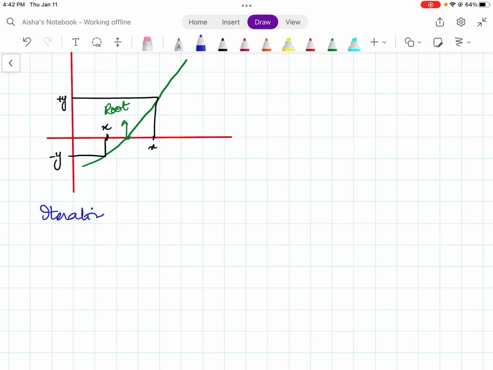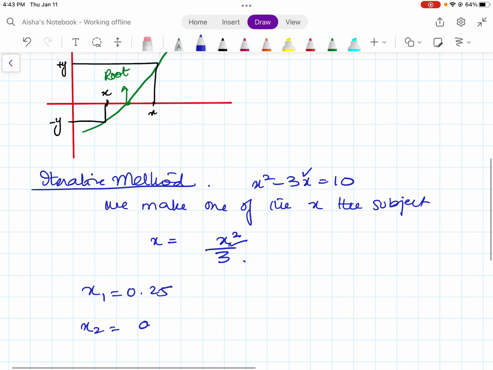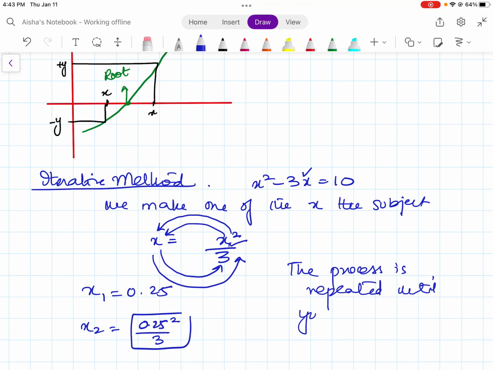What is iterative method? Iteration means if this is my equation, we make one of the x terms the subject. Let's suppose this is the x that I made the subject. We will start with the value of x as 0.25 and we'll plug it in here. The value of x that I will get as an answer will be plugged in again in the same formula. We plug the new answer in the formula again. The process is repeated until you get the same number, until you get a constant value.